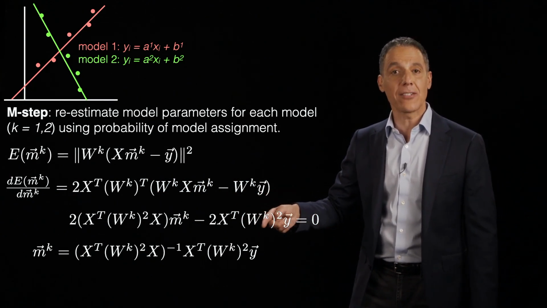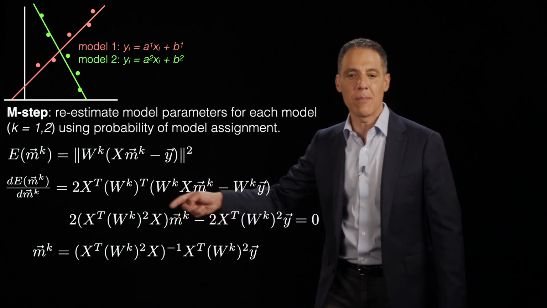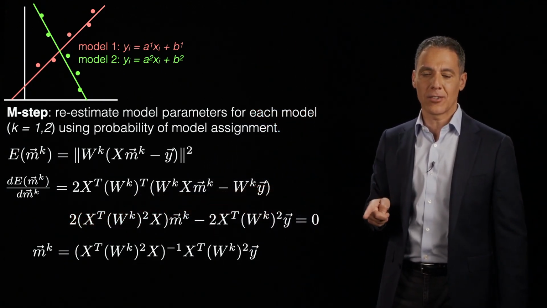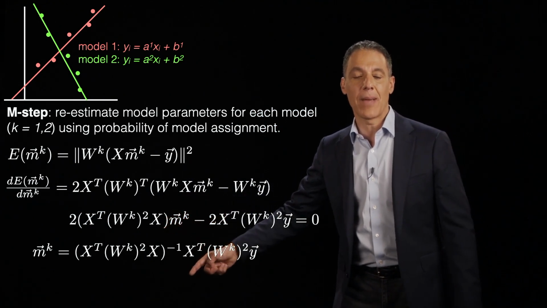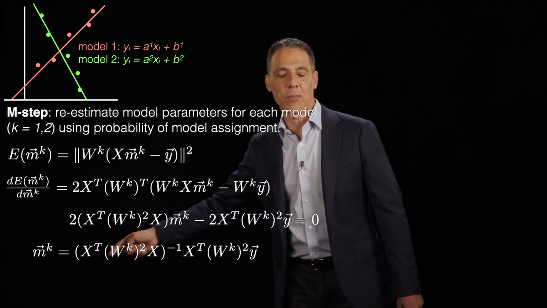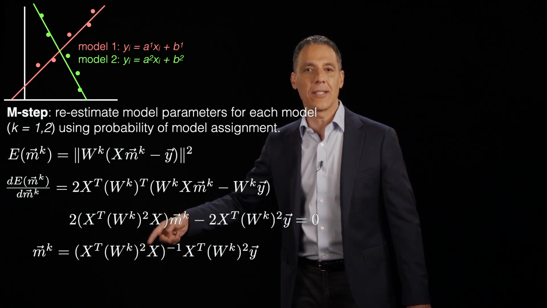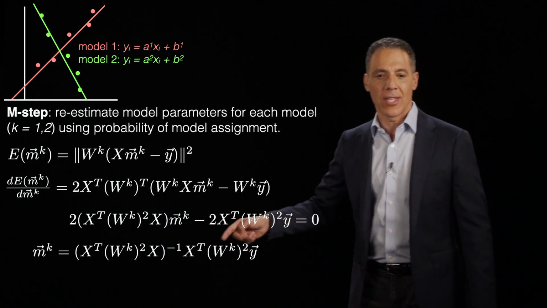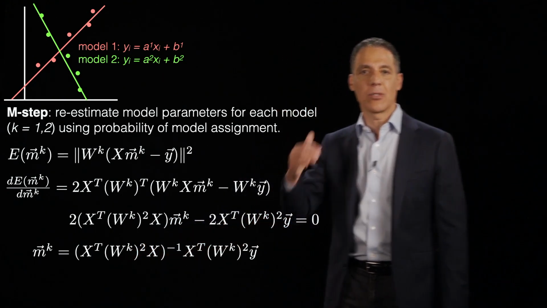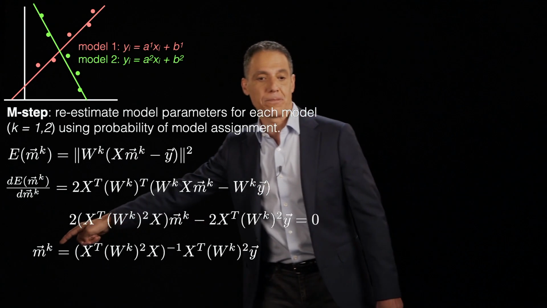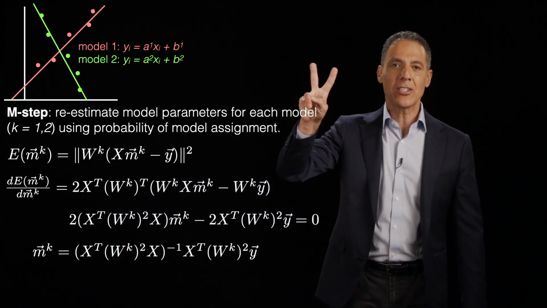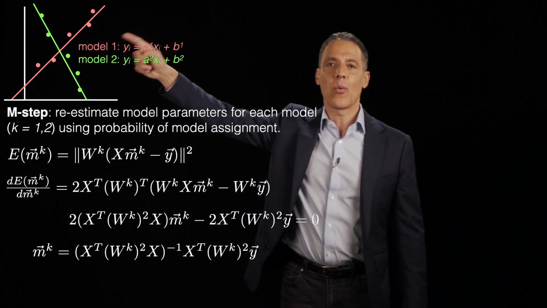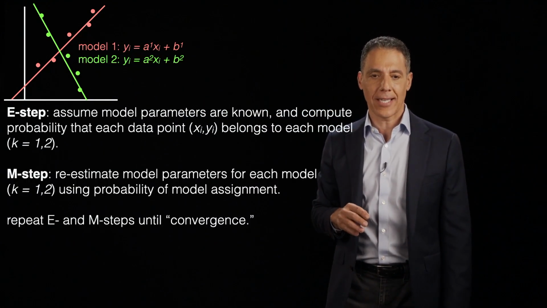This term here does not depend on m. This term does depend on m. The 2 is going to drop out when we set equal to 0. This term comes over to the right-hand side. I invert that matrix, and I have my weighted least squares: X transpose, weighting matrix squared, X quantity inverse, X transpose, weighting matrix squared, Y. The K, of course, is because that weighting matrix now depends on the kth model. So do this twice. You get a weighted least squares estimate of this line, and you get a weighted least squares estimate of the second line.